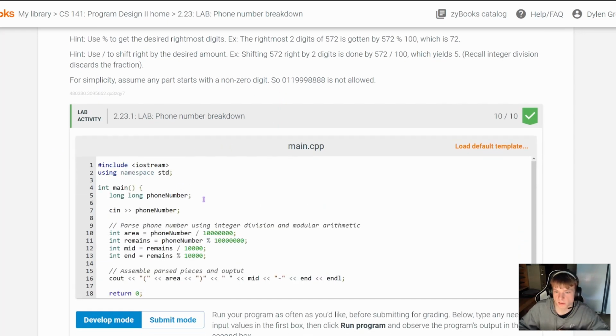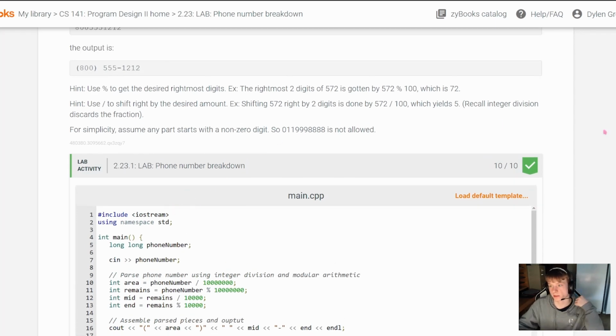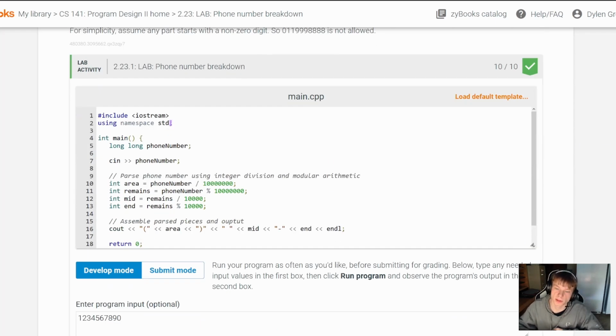So something I forgot to cover in the last one is with C++ or most programming languages, you're going to have to include these libraries to get some of the standard functionality, and namespace standard is going to also give us some important stuff, but we don't need to get into a whole lot of that right now.